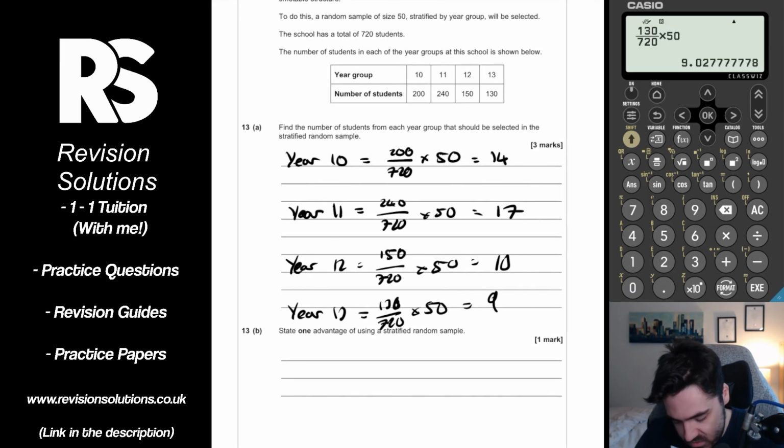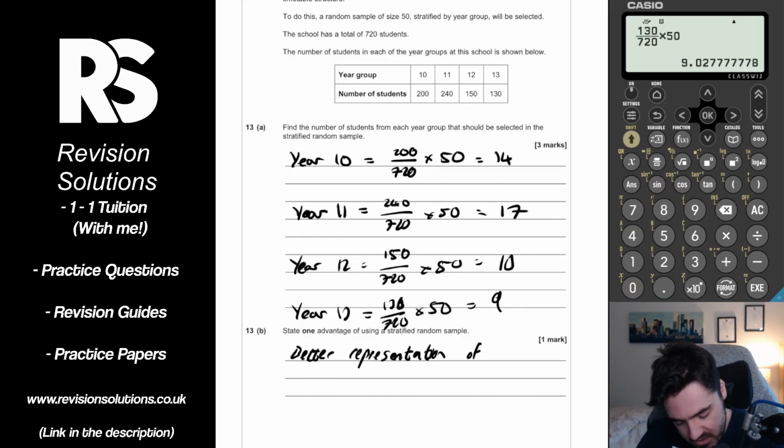State one advantage of using a stratified random sample. So a stratified random sample is a better representation of your population because you have proportional representation. So better representation of the population as it proportionally represents each group in the population.